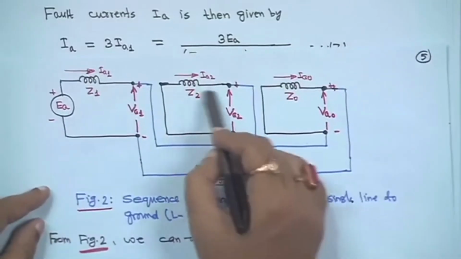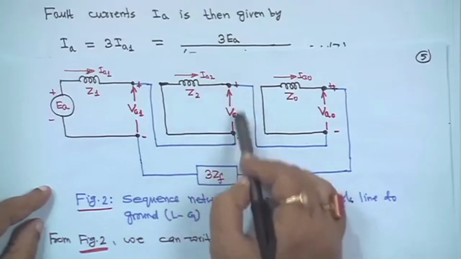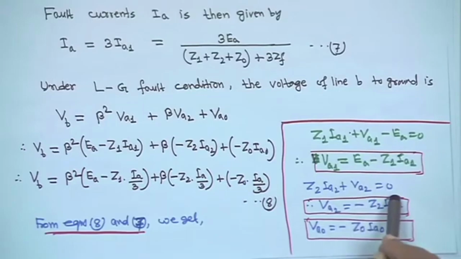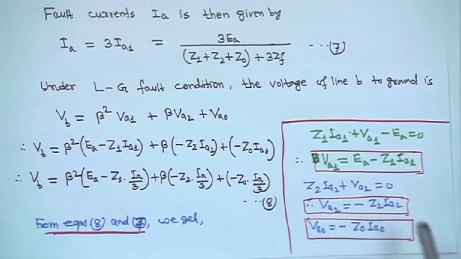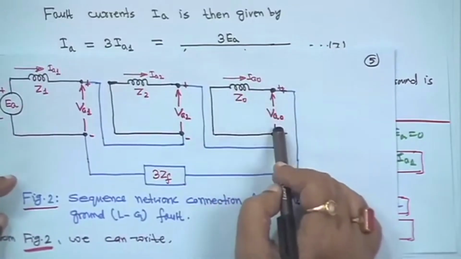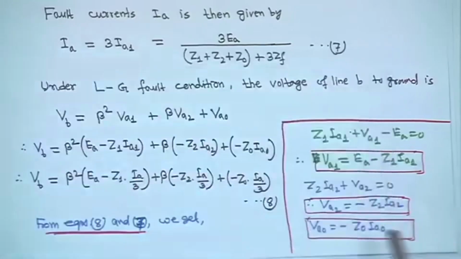Now, in the negative sequence you apply again in this network KVL. So, it will be Z2 I2 plus VA2 is equal to 0. So, Z2 IA2 plus VA2 is equal to 0. So, VA2 is equal to minus Z2 IA2, right. Similarly, in the 0 sequence network Z0 I0 plus VA0 is equal to 0, therefore, VA0 will be minus Z0 IA0. So, here I am writing VA0 is equal to minus Z0 IA0.